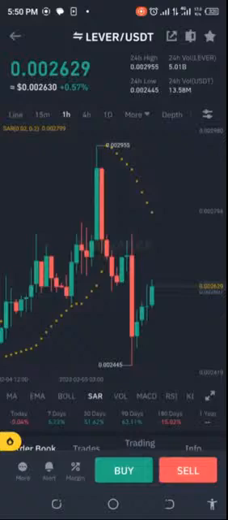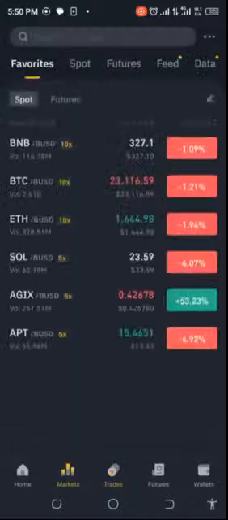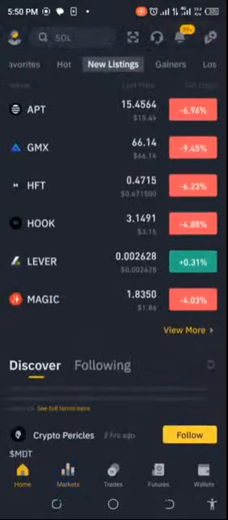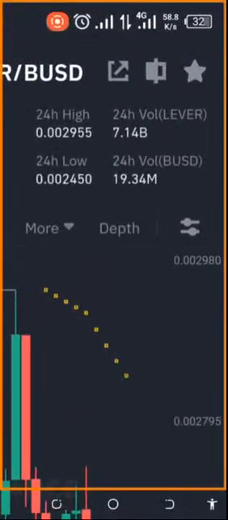Now let me do a quick recap on what we've done so far. We looked at Lever, which is one of the newly listed coins in the new listing segment, if you remember. We checked the different price ranges, the all-time high and the all-time low. We saw that it was 2955 within a space of 24 hours and 2450. So, if we want to buy this, let's choose a lower price. We chose 2590, which we could have actually gone lower, right? And that sold almost instantly.